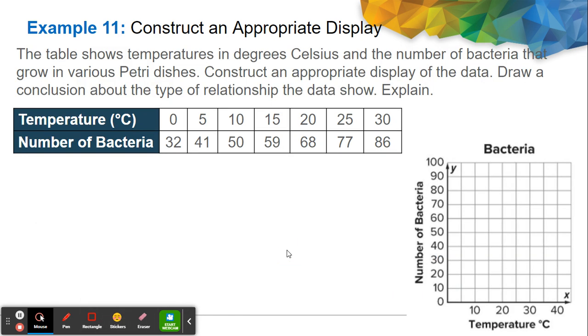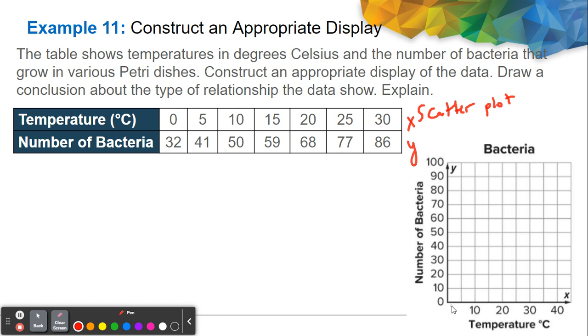The table shows temperature in degrees Celsius and the number of bacteria that grows in various petri dishes. Construct an appropriate display of data and draw a conclusion about the type of relationship that the data show. Since we don't have a trend over a period of time, and we talk about temperature and the number of bacteria, we will use a scatter plot. Our x will be the temperature and our y will be the number of bacteria. We have 0 degrees Celsius to 40 degrees Celsius, and for the number of bacteria, we have an interval of 10. Let's graph our data.